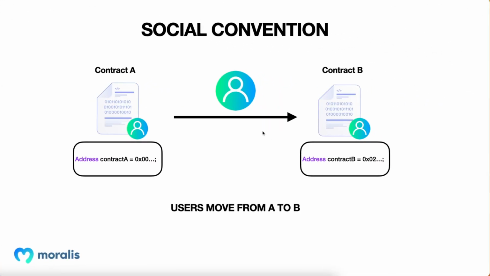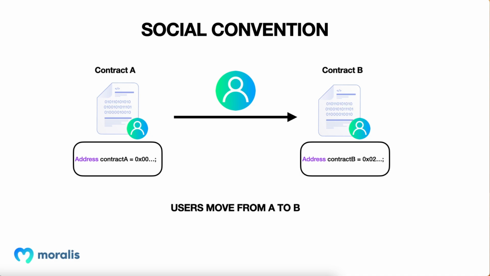The first one is the social convention. As I already mentioned, you can create different versions of your smart contract. In this case, contract A and contract B. Both of these are going to have different contract addresses.